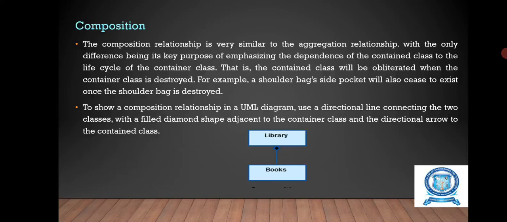Composition relationship is very similar to the aggregation relationship, with the key difference of emphasizing the dependence of the contained class on the life cycle of the container class. The contained class will be obliterated when the container class is destroyed. For example, a shoulder bag's side pocket will also cease to exist once the shoulder bag is destroyed. To show a composition relationship, a directional line connecting the two classes is drawn with a filled diamond shape adjacent to the container class and the directional arrow to the contained class.